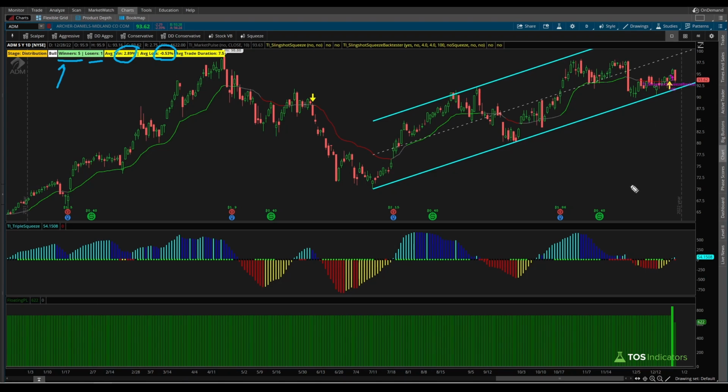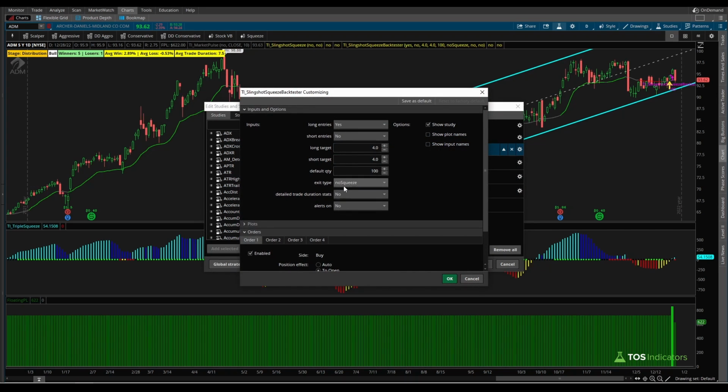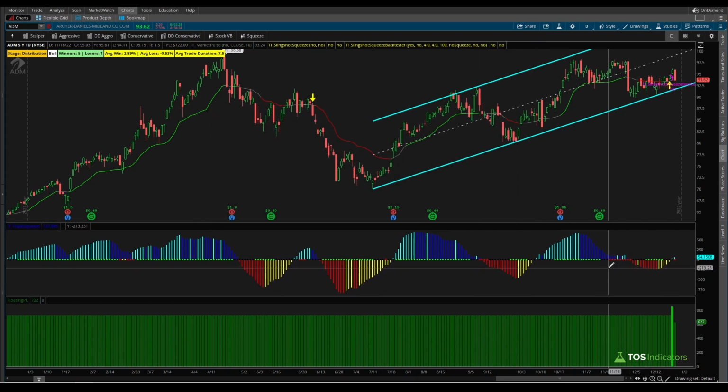And the exit for this particular backtester is whenever this squeeze fires. We can see that right here. The exit type is no squeeze. And what that means is we're looking for this first green dot right here to show up on the squeeze. The close of that candle is what the backtester uses for its closing price. So here, what we can gather using the Slingshot Squeeze backtester is this particular signal over the past 5 years has been fairly effective. 5 winners, 1 loser. Greater winners average on the percentage side compared to losers. The average trade duration is about 7.5 days. Gives you an idea of what to expect once we get this signal.